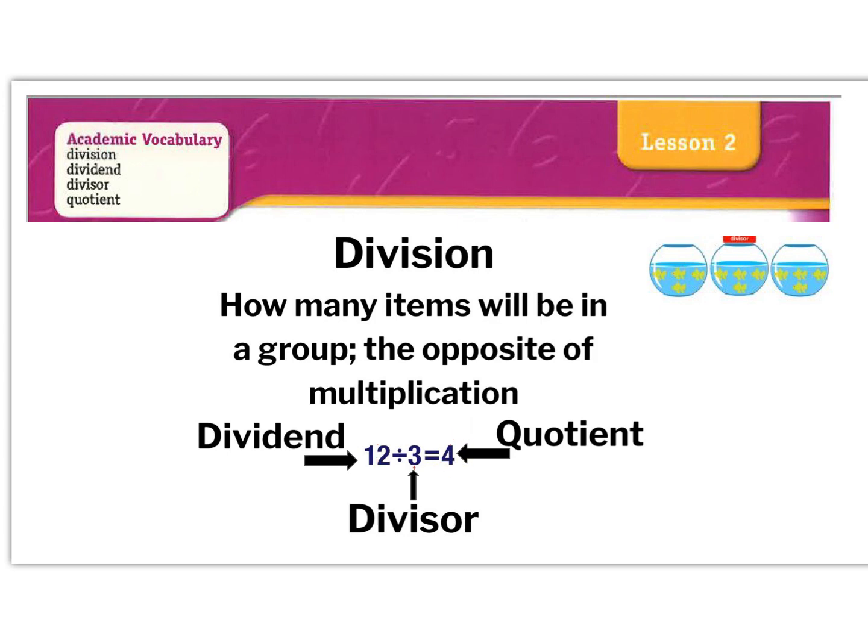So if we have 12 divided by 3, that equals 4. And we can see a visual picture here. There's 12 fish divided into 3 groups, which makes 4 in each group.